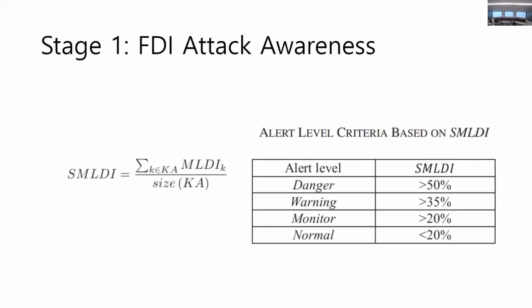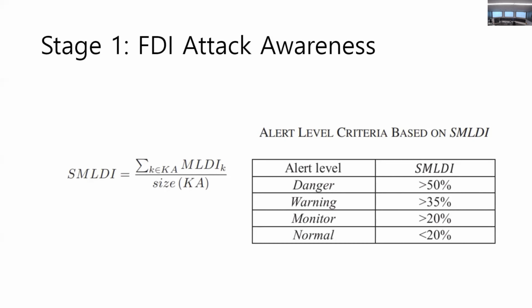So the first stage mainly utilizes MLDI and BORI to detect if there's an FDI cyber attack on a specific branch. This stage is mainly just to detect if there's an attack, and using the average of the 10 branches with the top MLDI values, the SMLDI is obtained, which the system uses basically to determine if it's being attacked. If the SMLDI value is less than 35%, meaning it is at the monitor or normal alert level, the system is deemed free of FDI cyber attacks.